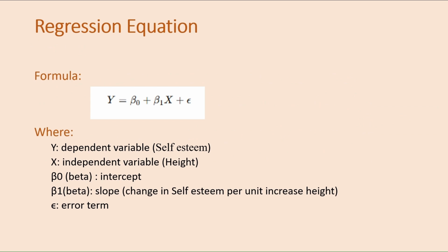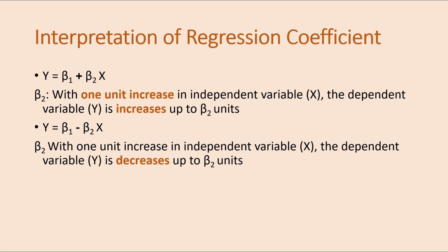The regression equation formula is y is equal to beta naught plus beta 1 x plus e. Here y is the dependent variable, self-esteem, x is the independent variable, height, beta naught is the intercept and beta 1 is the slope, the change in self-esteem per unit increase in height, and e is the error term.